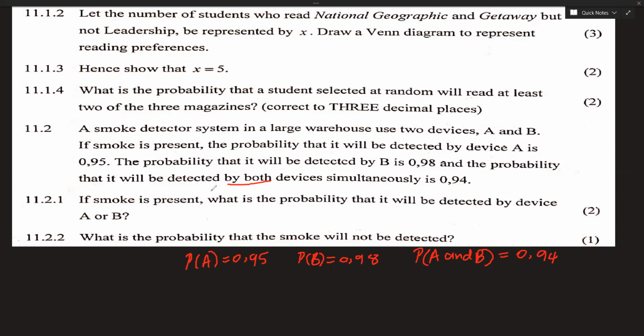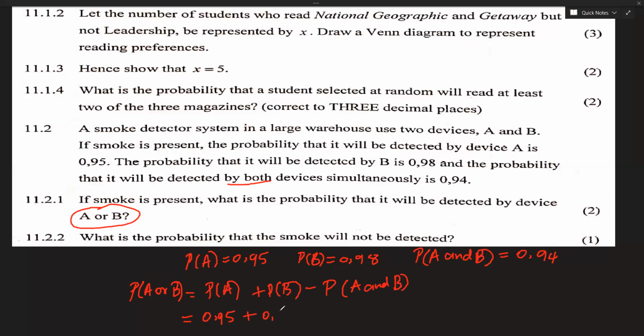If smoke is present, what is the probability that it will be detected by device A or B? So they need P, A, or B. Oh, that is amazing. I have everything for the addition rule formula. P A or B, remember it's PA plus PB minus PA and B, right? And then PA is 0.95, PB is 0.98 minus 0.94, right?